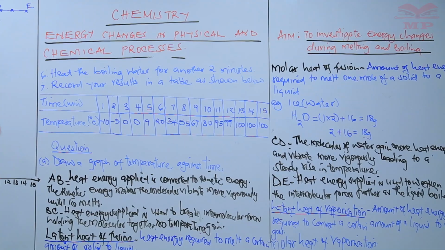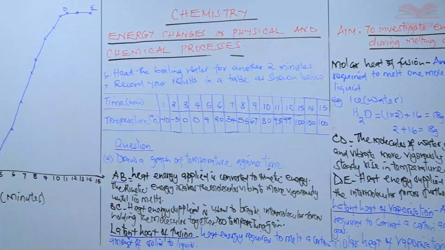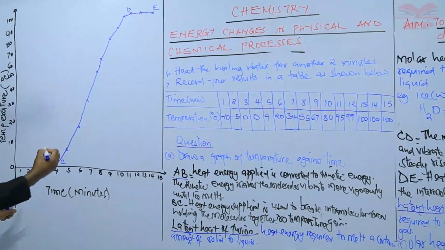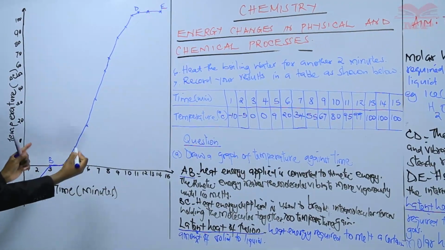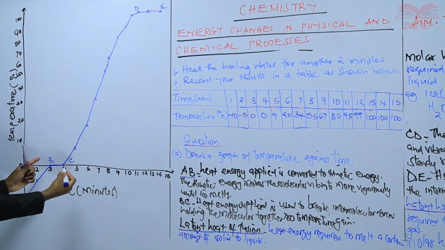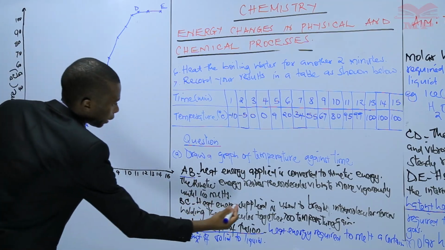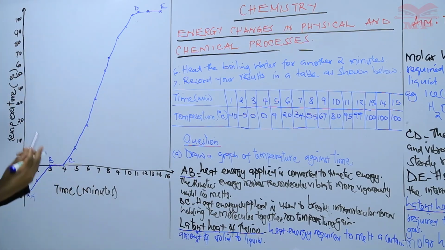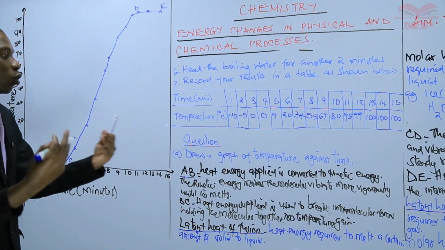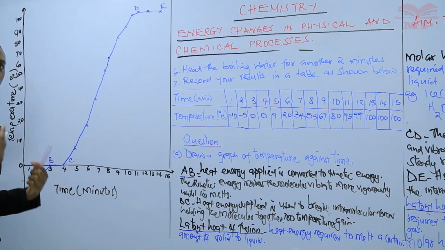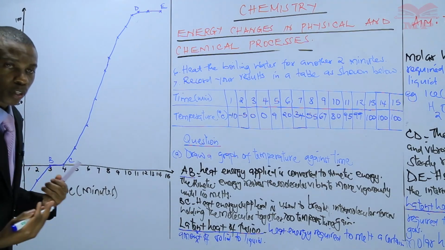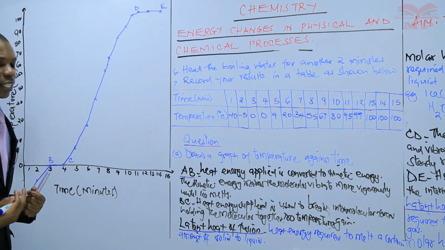Again, ensure that you remember what is happening at various regions. This is region AB. What is happening between point A and B, the changes which are taking place. Then point BC, the changes which are taking place. Like now in BC, you have said the heat energy supplied is used just to weaken the intermolecular forces holding the molecules together. So there is no gain of temperature. And this is now where melting is taking place.